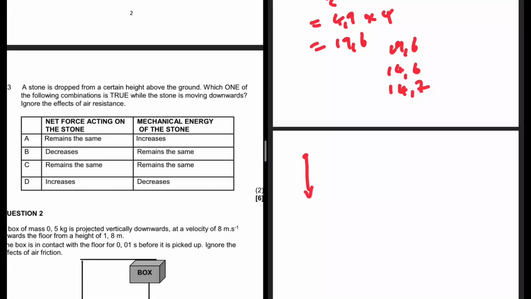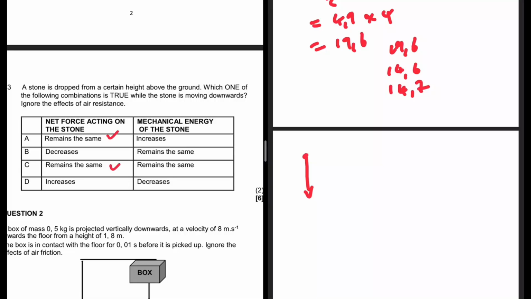Obviously the net force will remain the same, because after it is dropped, the only force acting on the object is gravitational force, right? So the net force is remaining the same there. It's not going to change. It's just gravitational force. So now we are only looking at A and C, right?